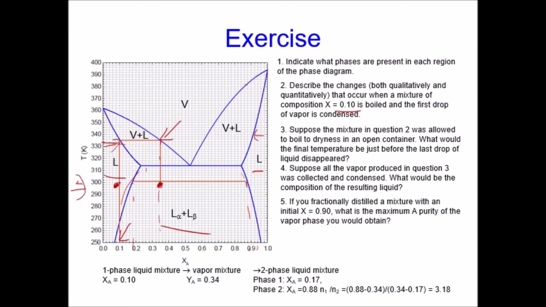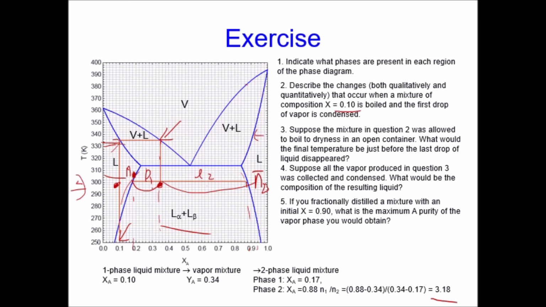Now the relative amounts in phase 1 and phase 2. Let's say this is phase 1, N1, and this is N2. The amounts in phases 1 and 2 should obey the lever rule, so N1 times L1 and N2 times L2 should be equal. The ratio can be calculated from the length of L2 divided by L1, and that gives you 3.18. This indicates that more moles go to the left side, phase 1.